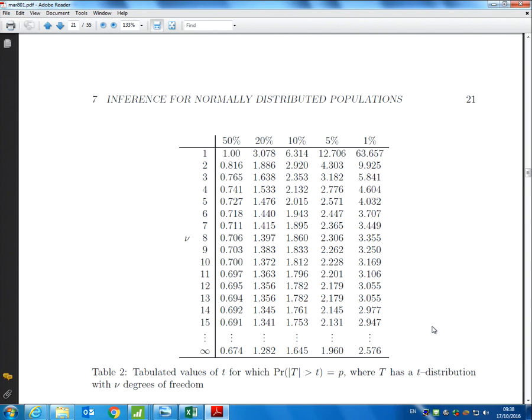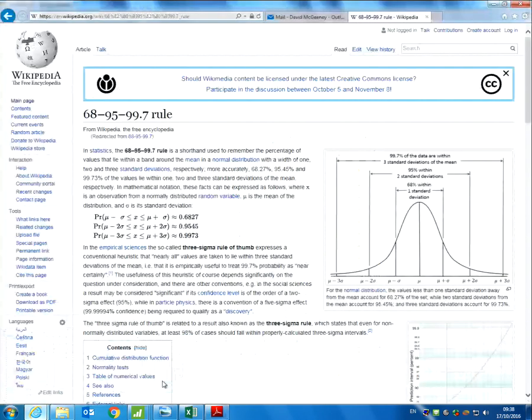Okay? Eventually, for very large sample sizes, what's the coefficient? What do you see at the bottom of that column? 1.96? Okay, that actually relates back to the normal distribution, because what did we say before about 95%? 95% within plus or minus 2 standard deviations. That's just an approximation. To be exact, it's 1.96.